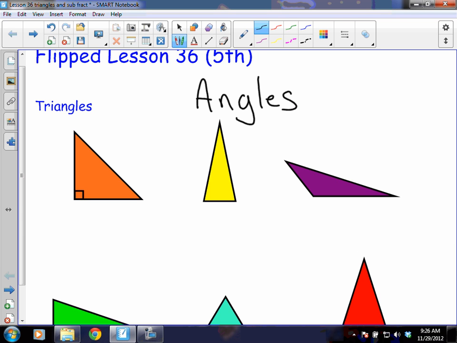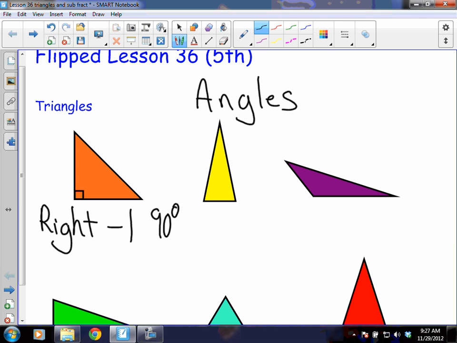As we start with our orange triangle, we have probably the easiest triangle to identify because of that right angle that's sitting in that corner, the symbol right there to let us know that it's a right angle. And because of that, we call it a right triangle, which means that it has one 90-degree angle. Because it has that one 90-degree angle, it's going to be a right triangle.